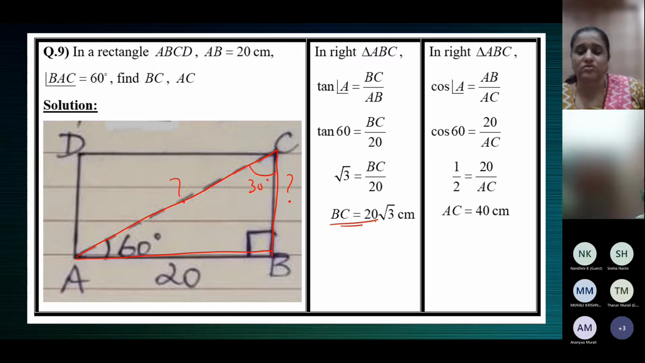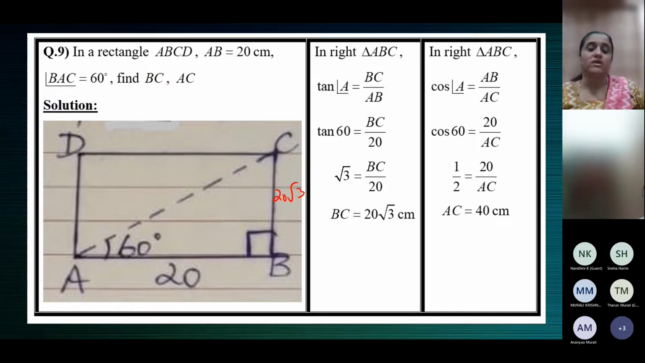See here, you found BC is 20 root 3. We had to find BC and AC. We found BC is 20 root 3 and AC is 40 centimeters. When you find BC is 20 root 3, you can also find AC using Pythagoras theorem. That's a different thing. You can also find AC using Pythagoras theorem, but here I've found it using a trigonometric ratio itself. You'll get the same thing. Even if you use Pythagoras theorem, you'll get the same thing.